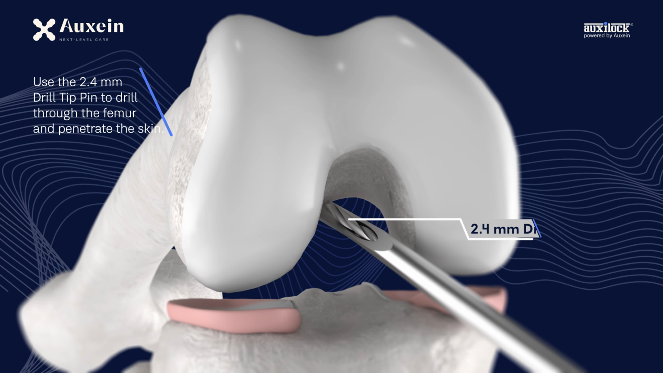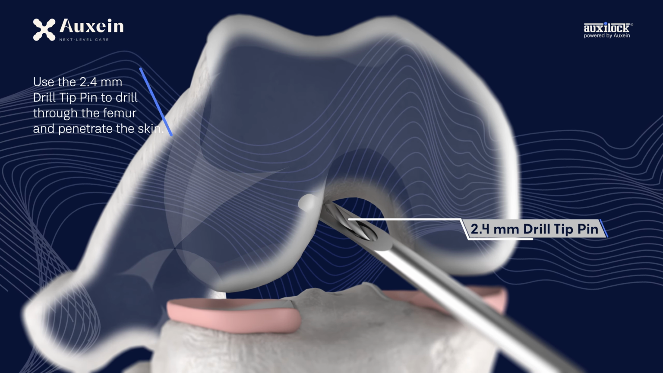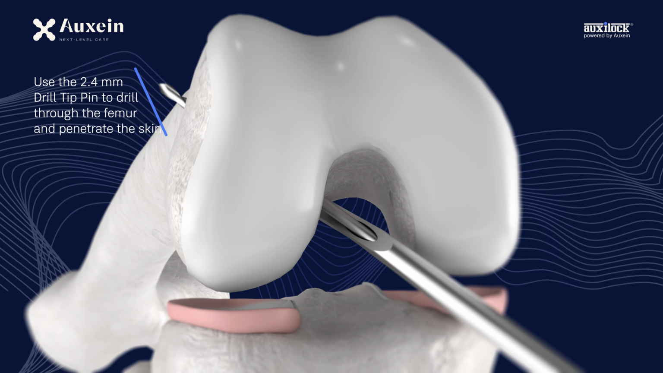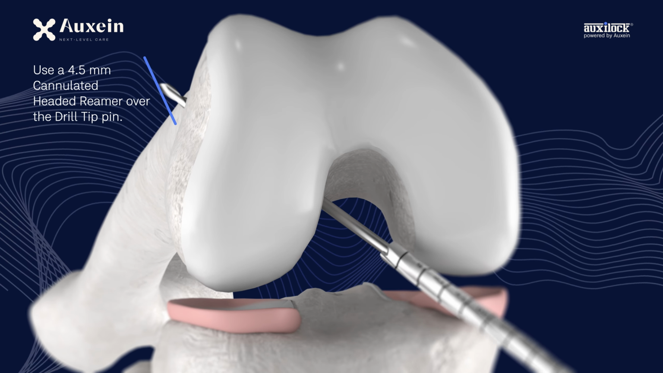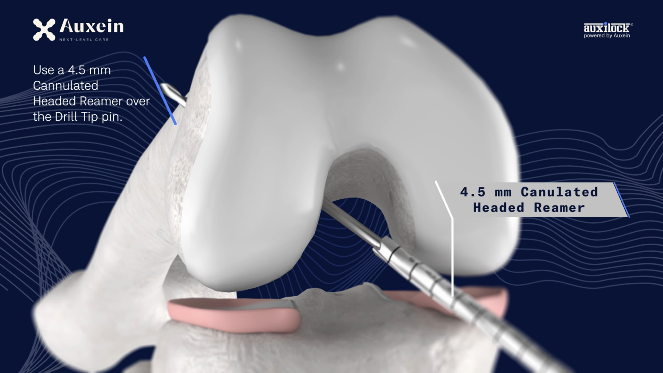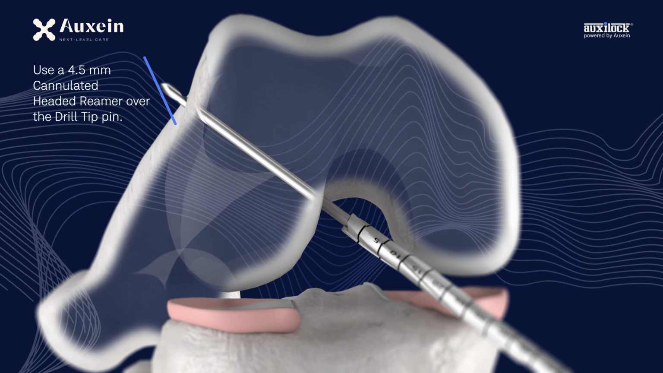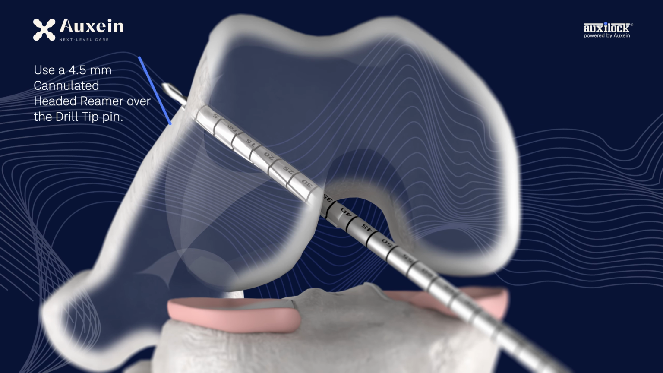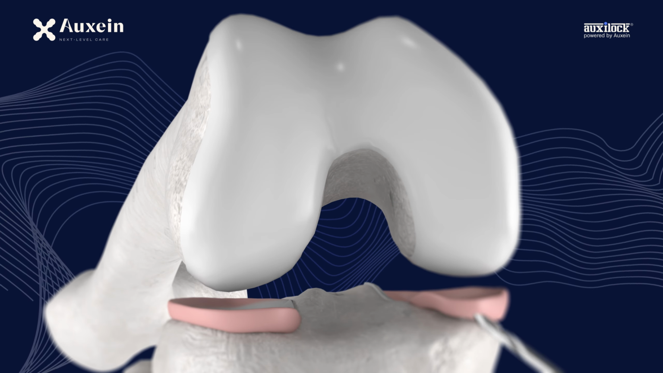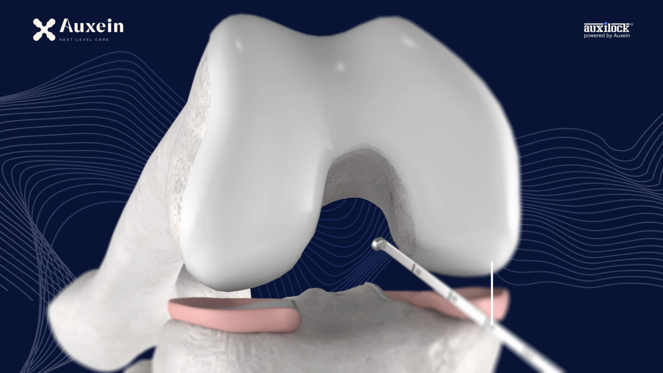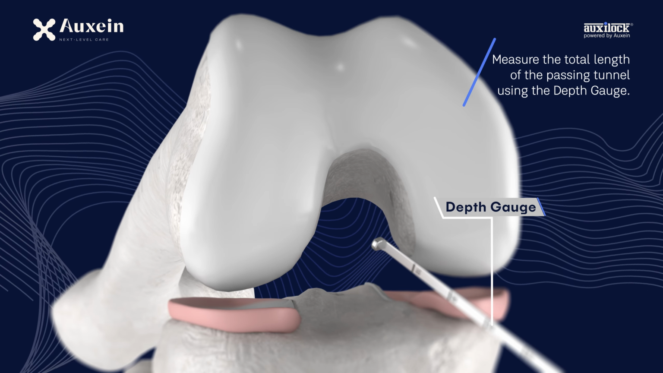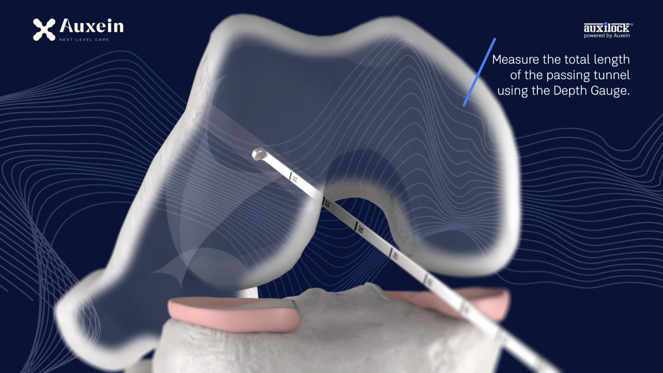Use the 2.4 mm drill tip pin to drill through the femur and penetrate the skin. Use a 4.5 mm cannulated headed reamer over the drill tip pin to create the femoral button passing channel. Measure the total length of the passing tunnel using the depth gauge.